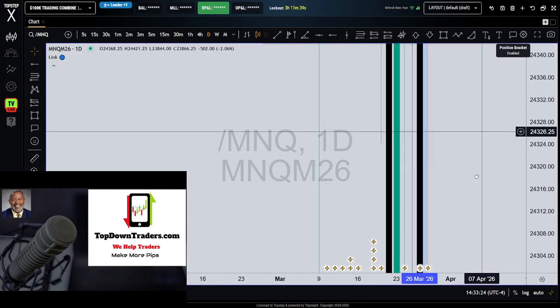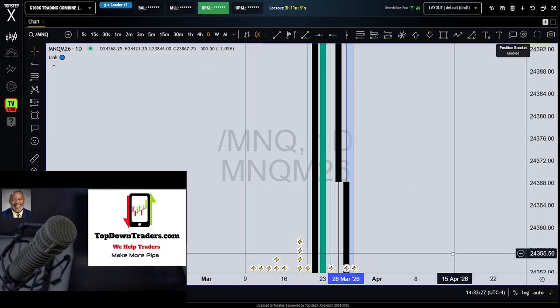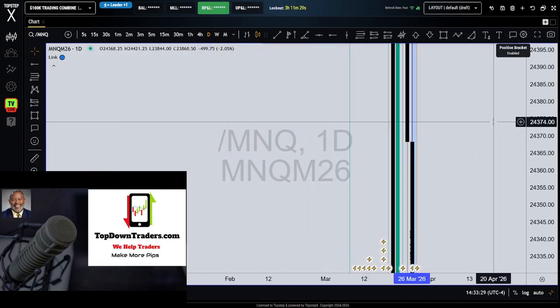But okay, so we have this one candle here. What a huge candle. Oh my goodness. Look at that candle, y'all. That's huge. Come on.